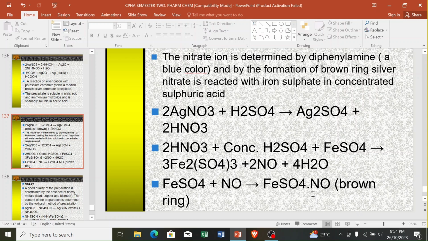The excess that has not gotten oxidized to iron 3 will furthermore react with nitrogen monoxide to give us the ring. And in case you shake this solution, you will have a brown solution instead. You will miss the ring. Some people actually fail to see that ring.